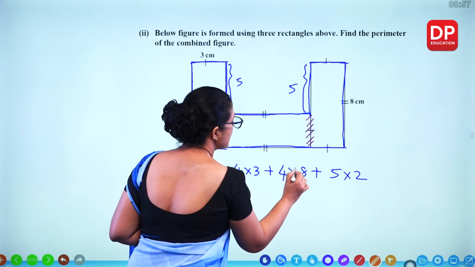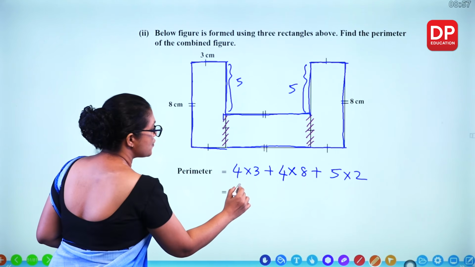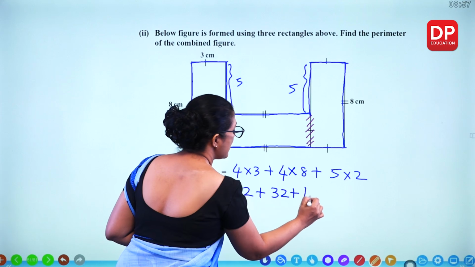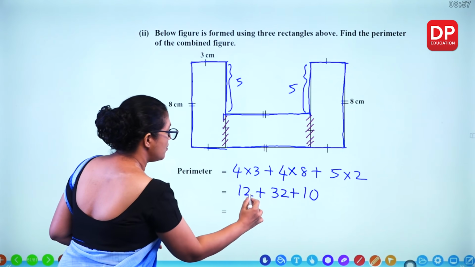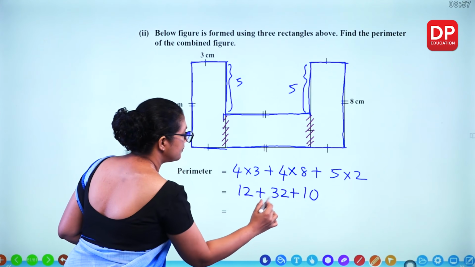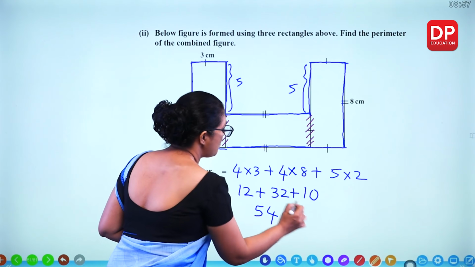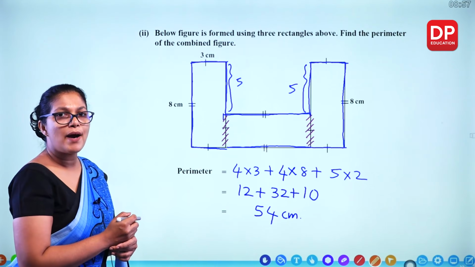4 times 8. 4 times 3, 12. 32 and 10. You get 4 here and 5. 54 centimeters is the perimeter of this combined figure.